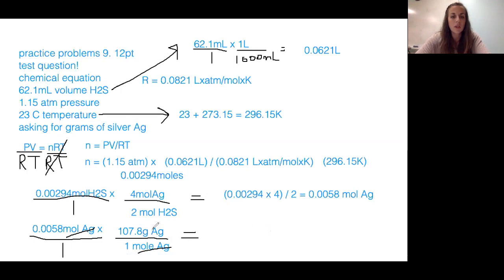So remember, we have 1s on the bottom, they don't affect anything. So in your calculator, 0.0058 times 107.8. Once you do that, you're gonna get 0.634 grams of silver. And that was what they were asking me for. Remember, this is a 12-point question. So pay attention very closely to how we did everything here.